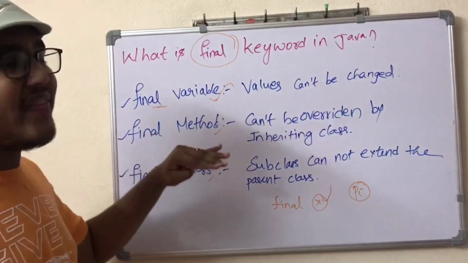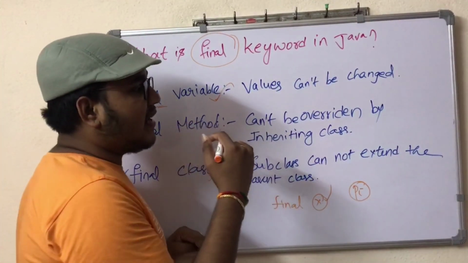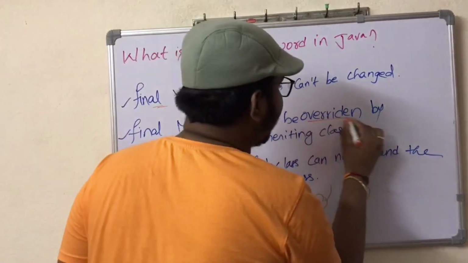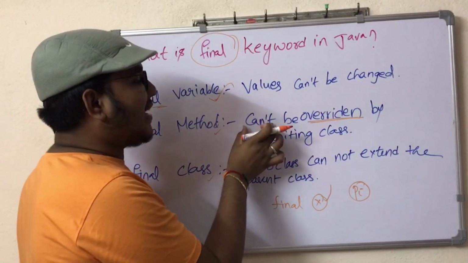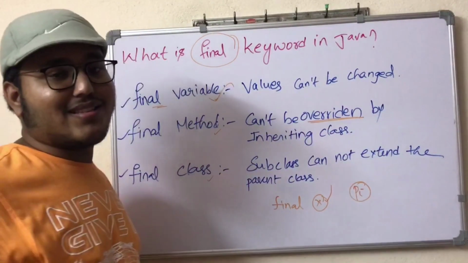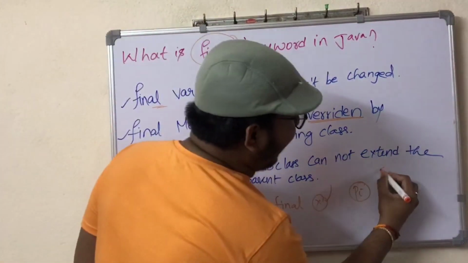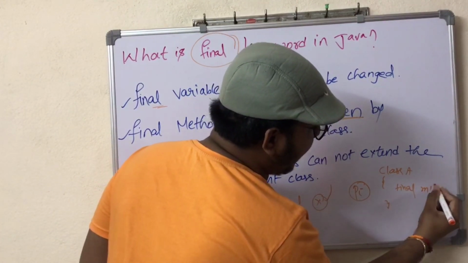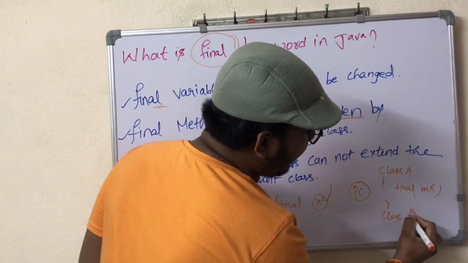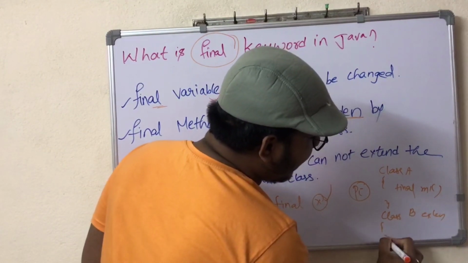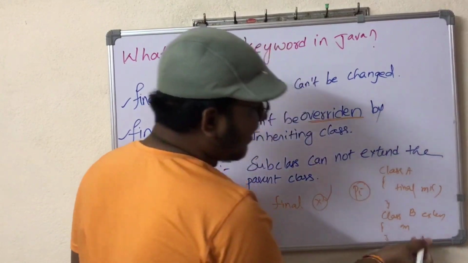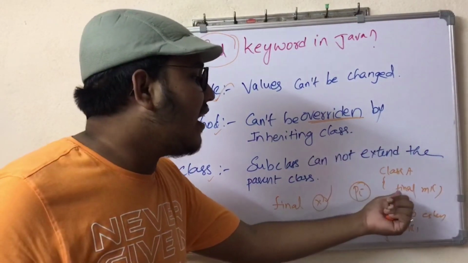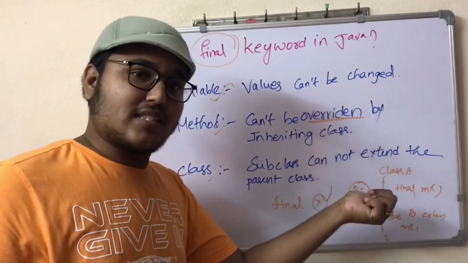Where can a final method be used? A final method can be used where we should not override that method. It cannot be overridden by inheriting classes. Let's say in class A we have a final method m1. In class B I am extending A, and here I have a method, let's say m1. This overriding should not happen if I use the final keyword in the parent class method.